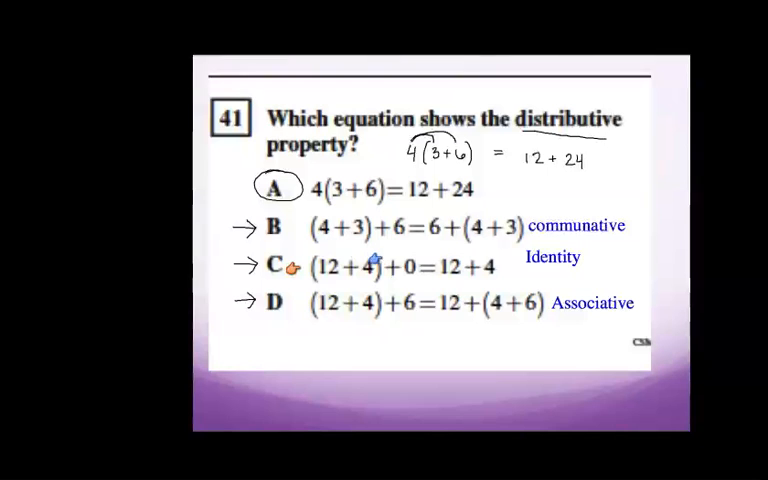In C, we added 0 to this. So this is our additive identity property. Looking at letter D here, we've changed how these numbers are grouped together. So this is the associative property.